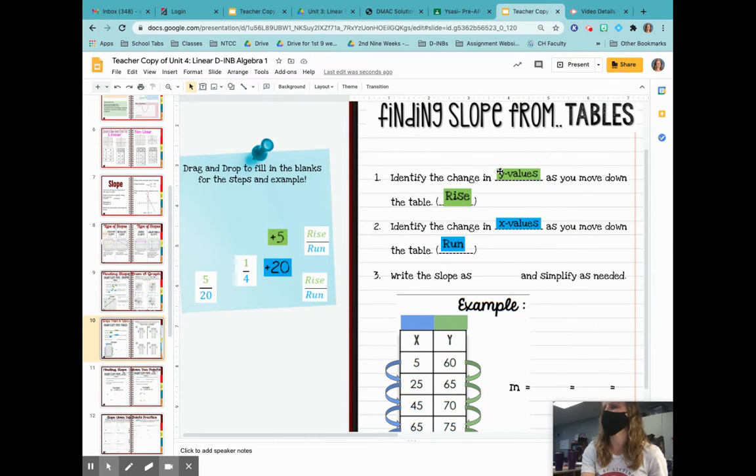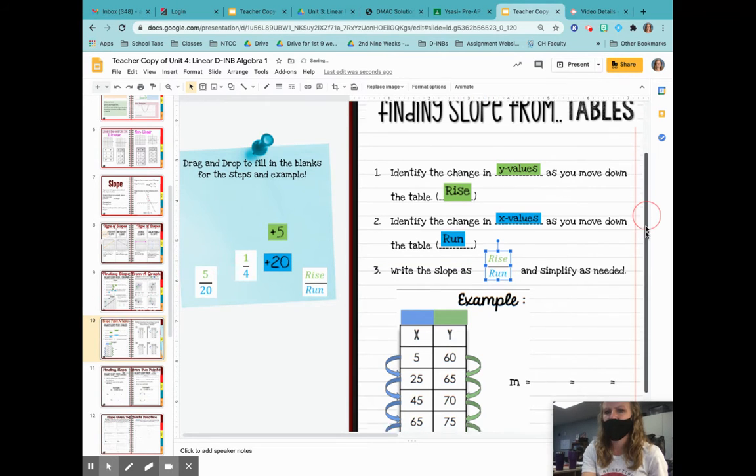So you find the change in the y values. You're seeing what the pattern is. How is it moving up or down? And then find the change in the x values. That's your run because the x-axis is from left to right. Then write your slope as rise over run and simplify as needed.